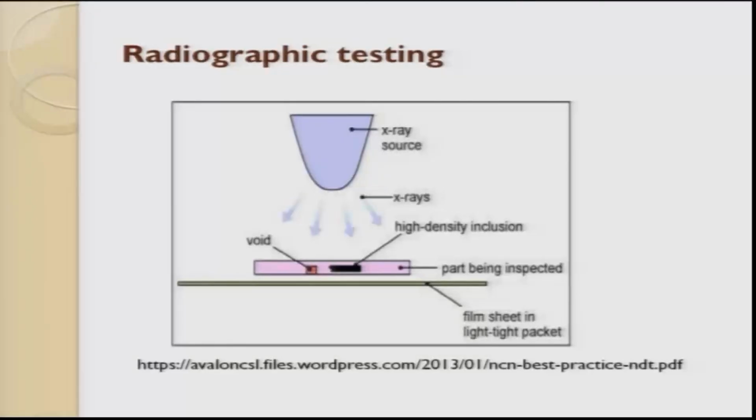So, this is an X-ray source. Here is a test specimen, here are the defects, whatever they are, and then you have a film. Today it has gone digital, so you do not have to think of the film; you directly have an exposure made and you can try to find the defects.